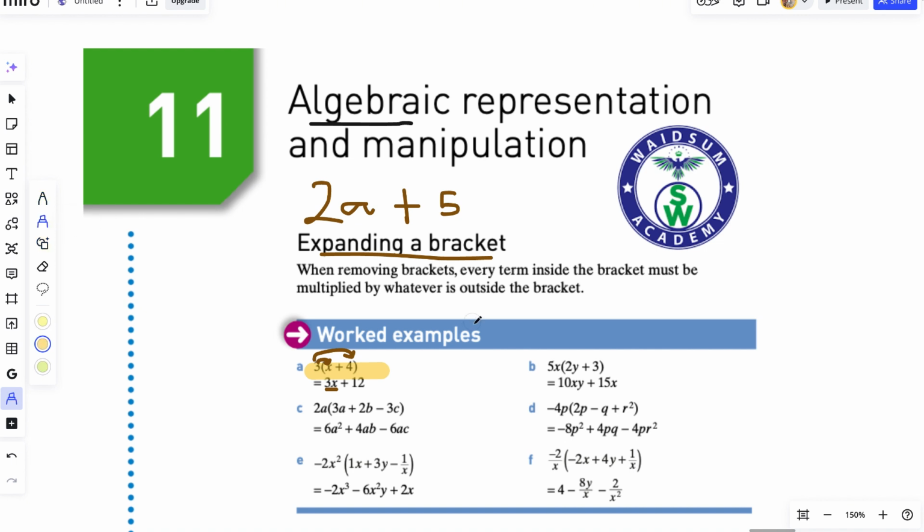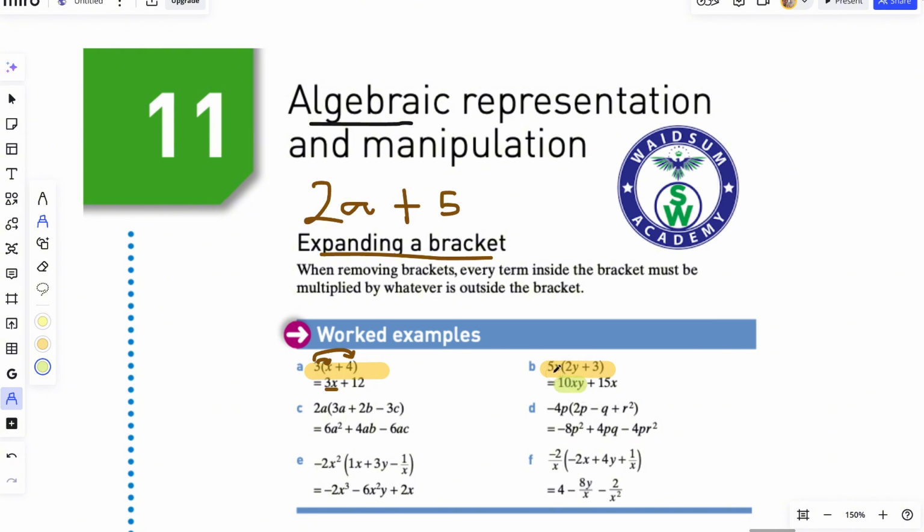The second part is this one. We have 5x outside, and we're going to multiply 2y plus 3 inside the bracket. So we take 5x multiplied by 2y. 5 times 2 gives you 10, and x times y gives you xy. So that's how we got 10xy.